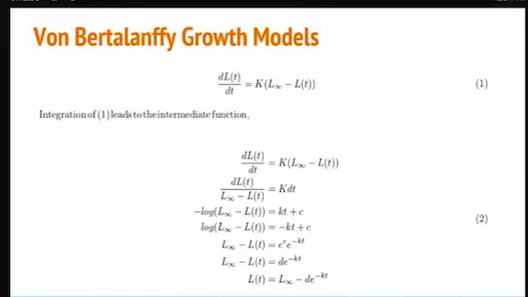Looking at the biological theory, we formulate the mathematical representation of that theory about the rate at which the length of that particular animal changes. Does that make sense? So when you look at equation 1 now, that is the first order differential equation, and that first order differential equation needs to be solved for L of t.